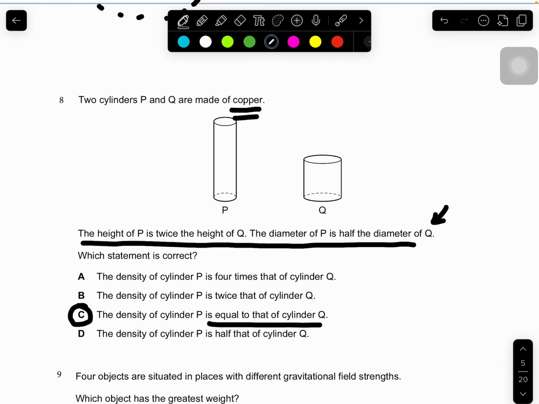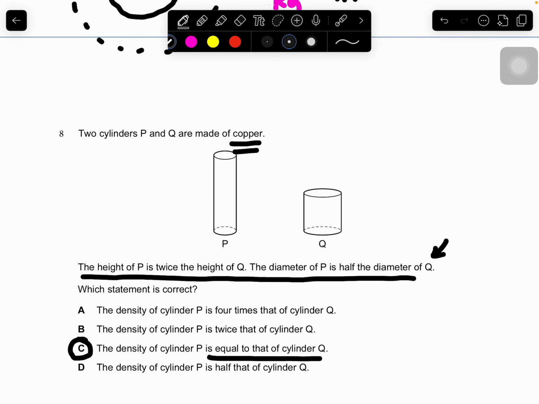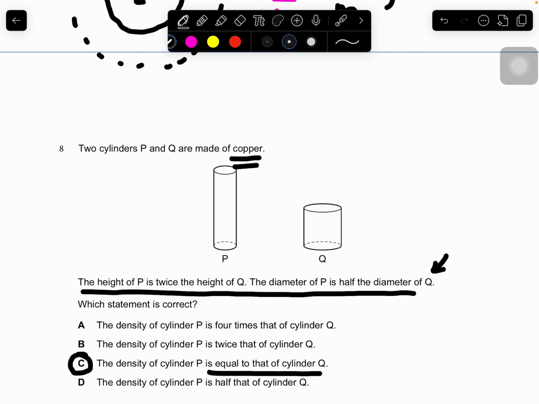So basically, let me give you a little summary here. If you have different materials, remember this is the key word, different materials, what you're going to do is use this information. So it's saying that the height of P is twice the height of Q. Your density is mass over volume, right? They haven't said anything about mass, so we'll assume that it's the same for both of them.